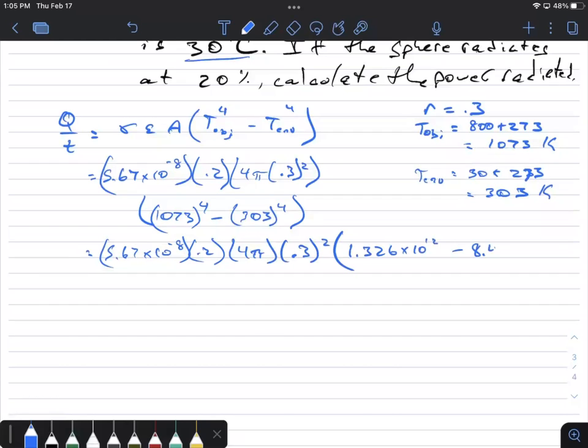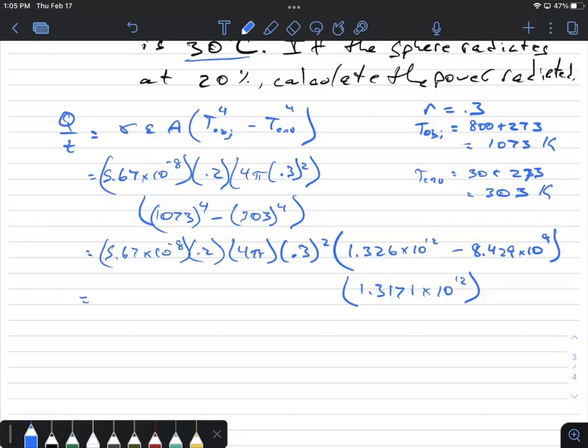That's 8.429 times 10 to the 9th power. Ooh, big numbers. All right, now I'm going to subtract those two numbers. So I have 1.325558 times 10 to the 12th minus 842,889,2481. What's in the parentheses here is 1.3171 times 10 to the 12th.